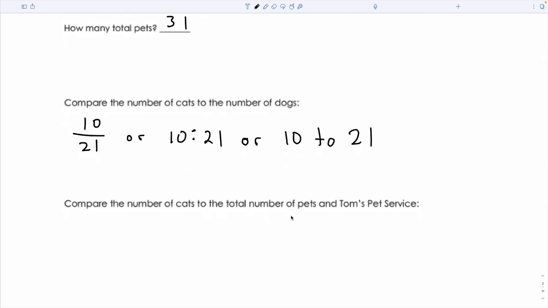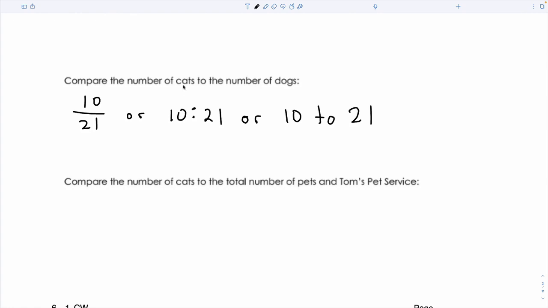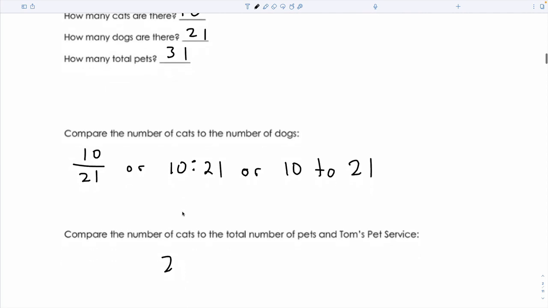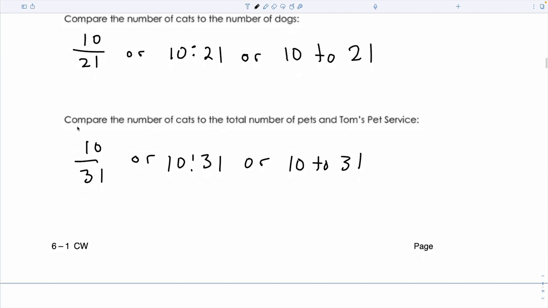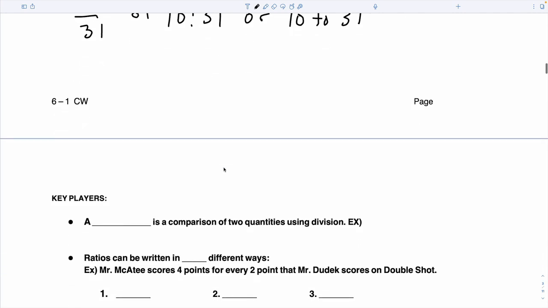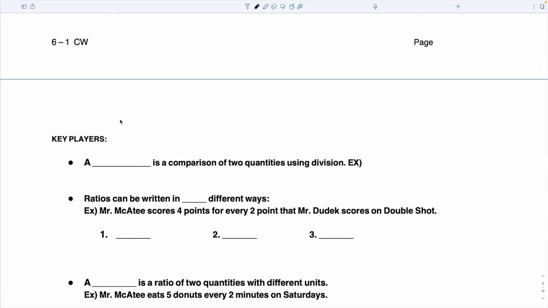The number of cats, the total number of pets would be 21. Is that the cats? That's dogs. So it'd be 10 to 31. You're going to get really, really familiar with writing all 3 ways. 31 is the total, so the first is your cats, the second is your total. Those are 3 different ways that you can write a ratio.